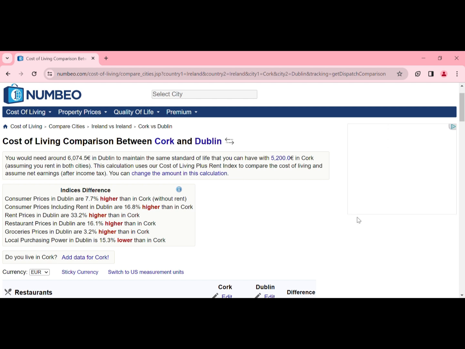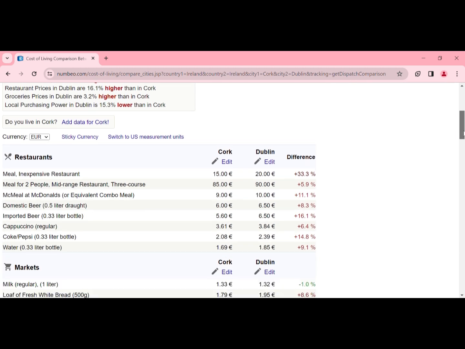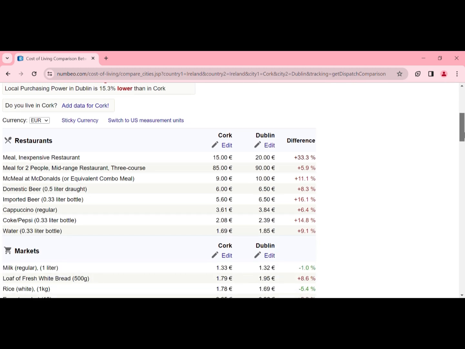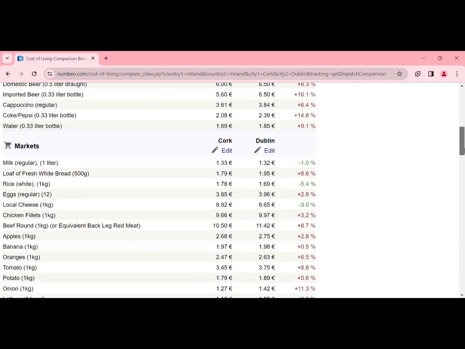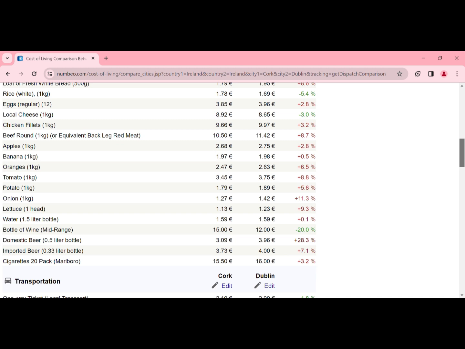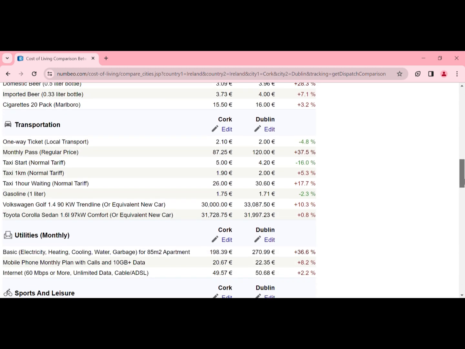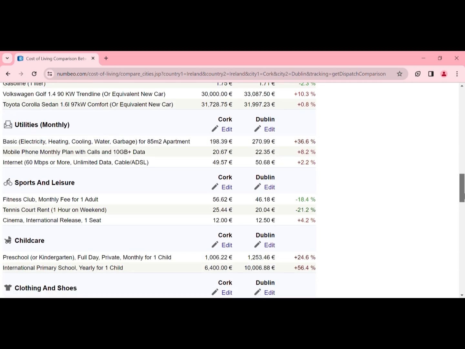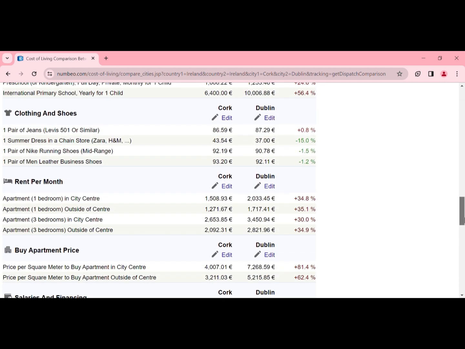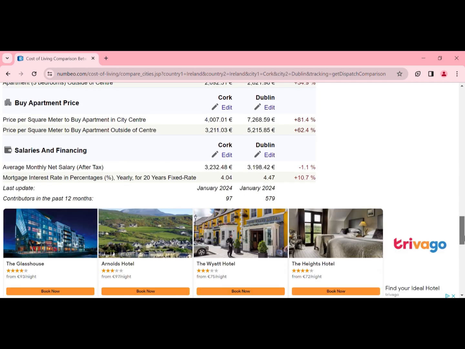I'm not going to read through; you just have to scroll down. That's what I actually like about this. It gives you comparison when it comes to restaurants, when it comes to markets. Okay, so like everything, even oranges, tomatoes, potato, like everything. Then you also have transportation. Okay, you have utility, sports and leisure, childcare, clothing and shoes, rent per month, buying apartment price, salaries, financing, and all of that.